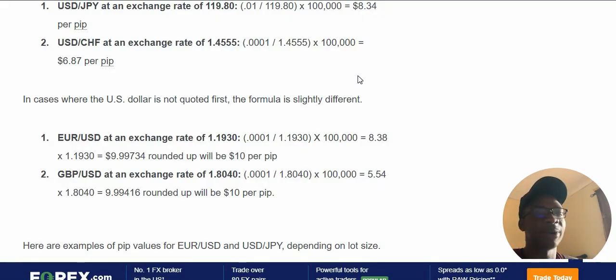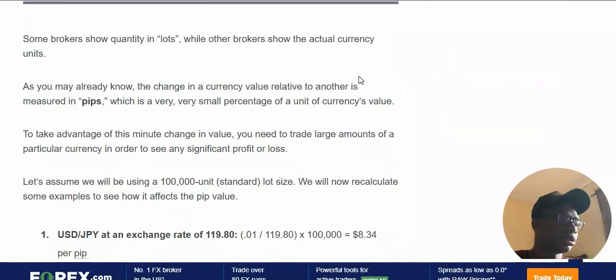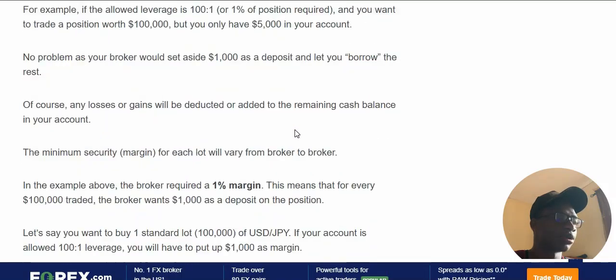So you just have to look for a perfect lot size that will align with your trading account balance. So lot size is just like stake. Right, so different account sizes call for different lot sizes. Now let me explain something for you guys.